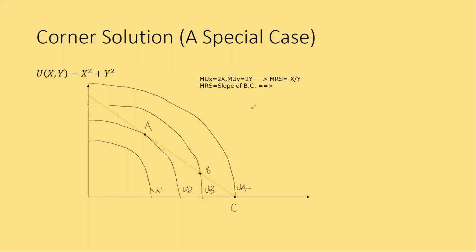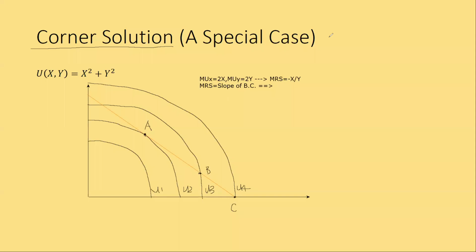So this is a somewhat special case for us, where you will also see a corner solution, even if the marginal utilities are well defined and you can use the tangency condition to find a point, but the point you find is not the optimal point. The point you find is point A. It is way worse than point B or point C.